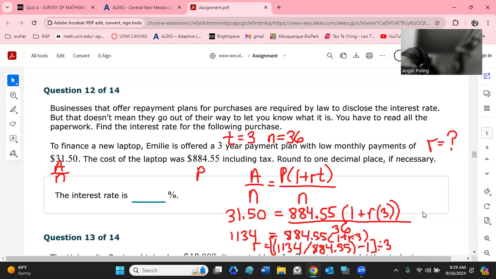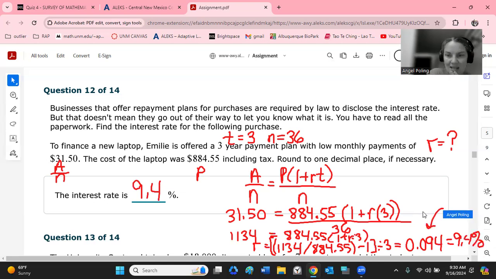And then in the calculator, I got 0.094, but this is an interest rate, so 9.4%. And there's your cent location. So that one took a little peeling to get to it.